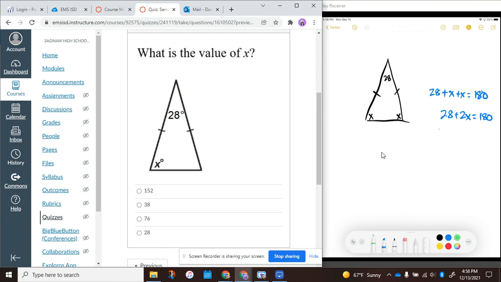We're going to subtract 28 and then divide by 2. 180 minus 28 becomes 152. 2x equals 152. And then you just divide 152 by 2 to get the x by itself, and x is equal to 76.